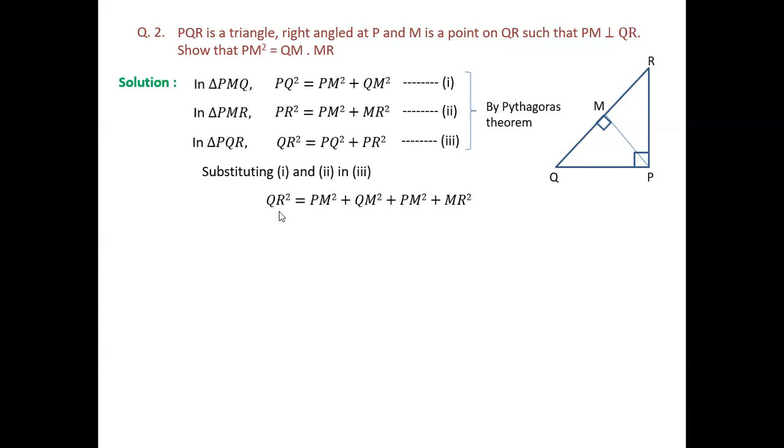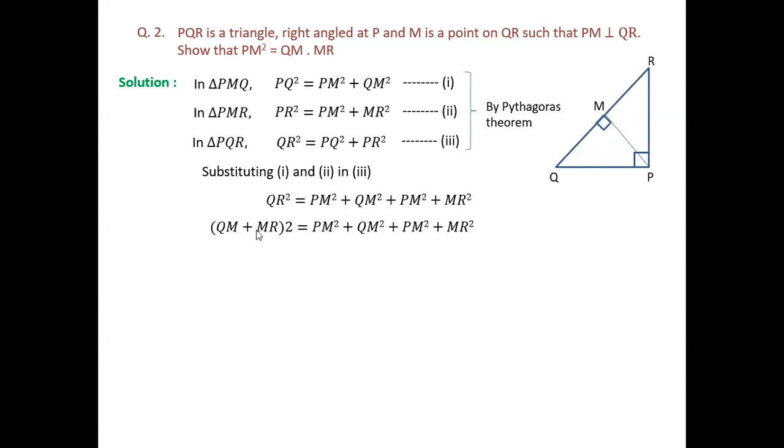So, QR square is equal to PM square plus QM square, because this is PQ. So PQ means PM square plus QM square plus PR. PR is PM square plus MR square. Okay. Now QR. QR is QM plus MR. So let us write this as QM plus MR. QM plus MR whole square is equal to PM square plus QM square plus PM square plus MR square.